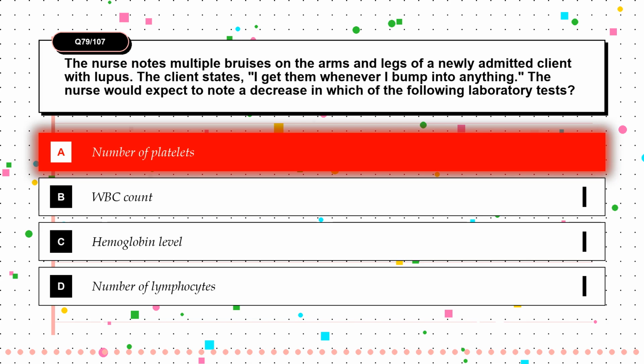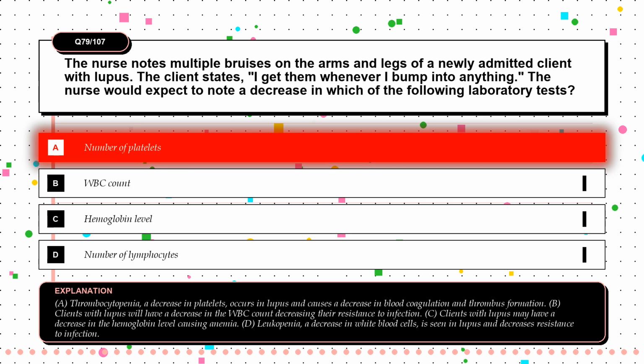The correct answer is option A. Number of platelets. Thrombocytopenia, a decrease in platelets, occurs in lupus and causes a decrease in blood coagulation and thrombus formation. B. Clients with lupus will have a decrease in the WBC count, decreasing their resistance to infection. C. Clients with lupus may have a decrease in the hemoglobin level, causing anemia. D. Leukopenia, a decrease in white blood cells, is seen in lupus and decreases resistance to infection.